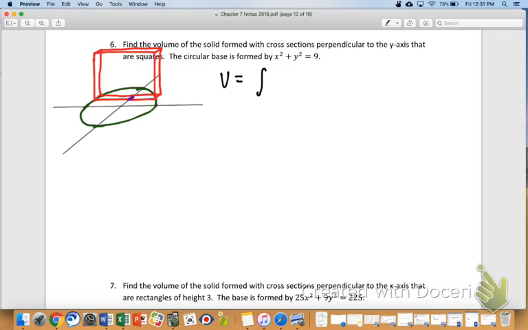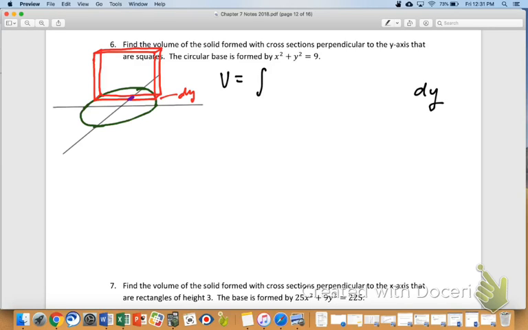And so we would say that that cross-section is dy thick. And so what that means is I come over here to my integral and I say it's going to be the integral of blah, blah, blah dy. Fair enough?